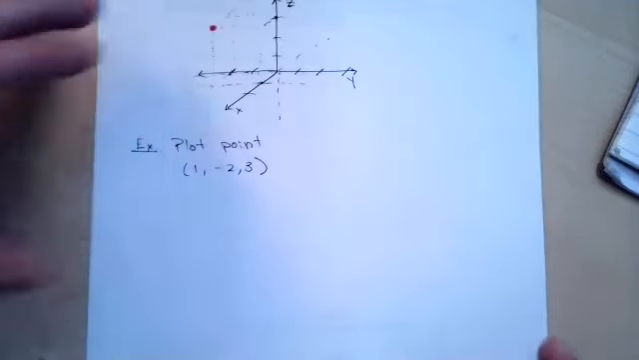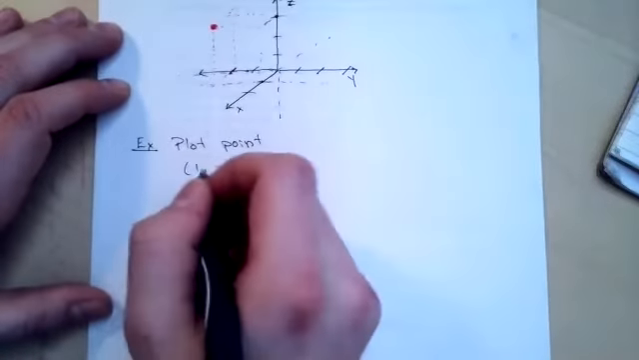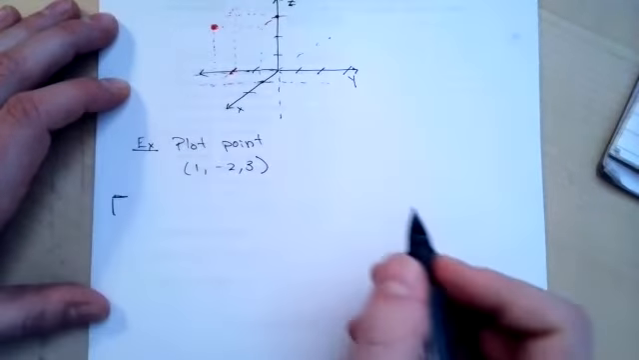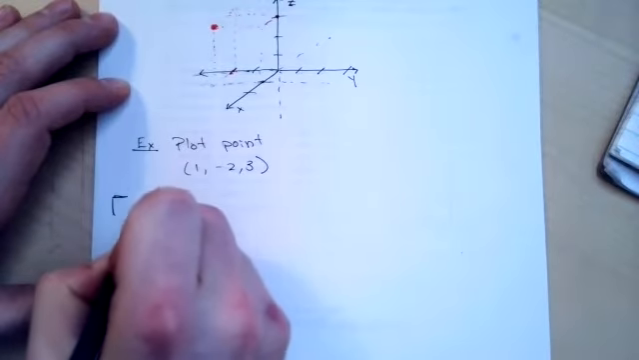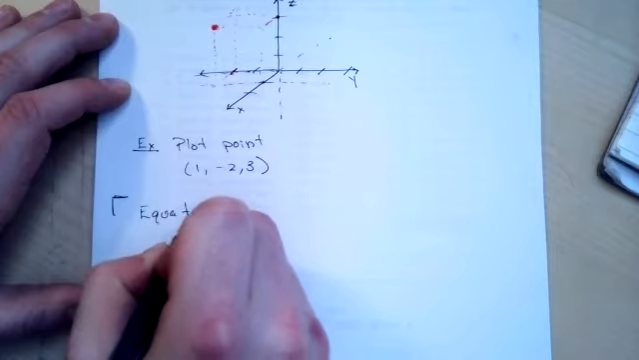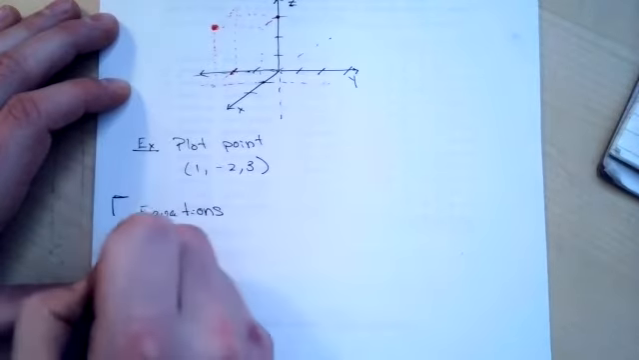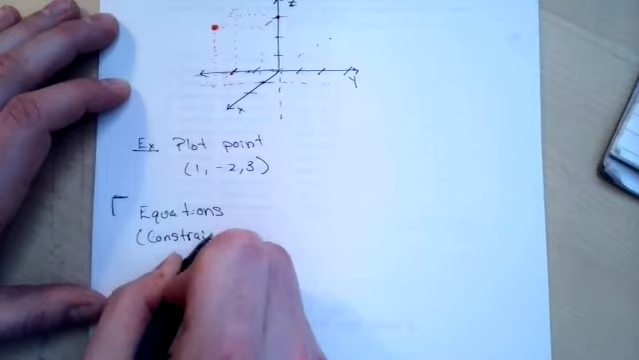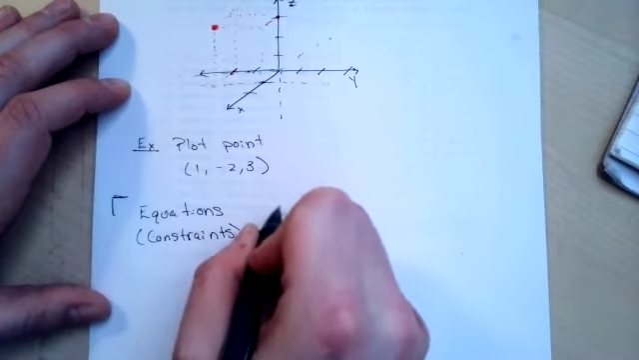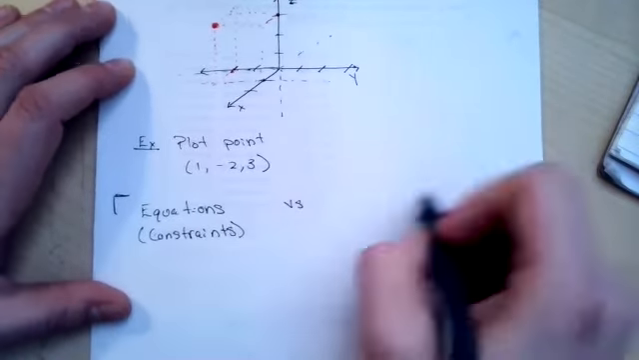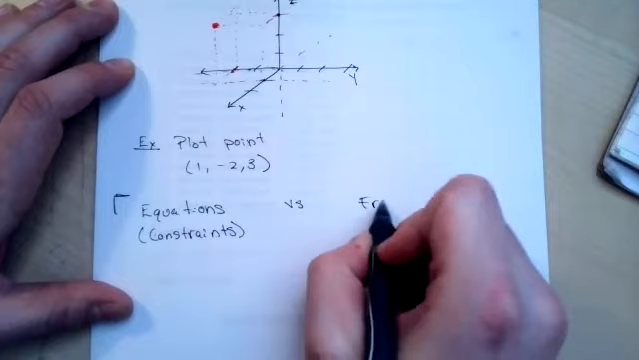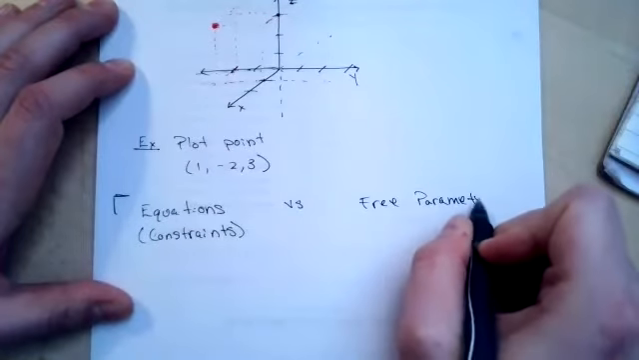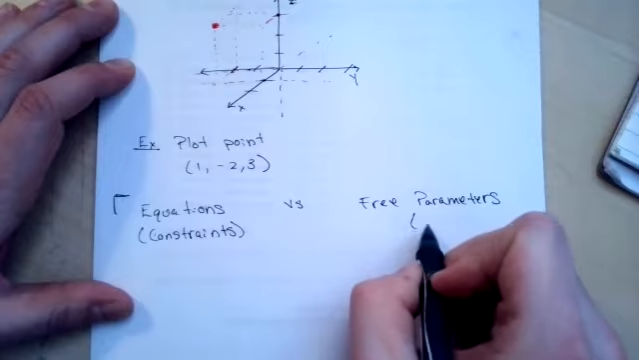So to touch up on a bigger math concept, I want to talk about equations, which we want to think of as constraints, versus free parameters, or free variables.